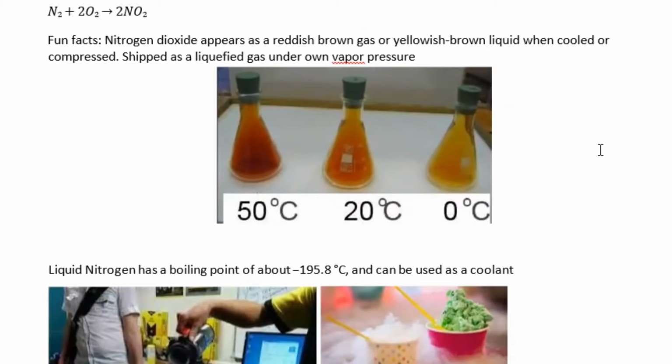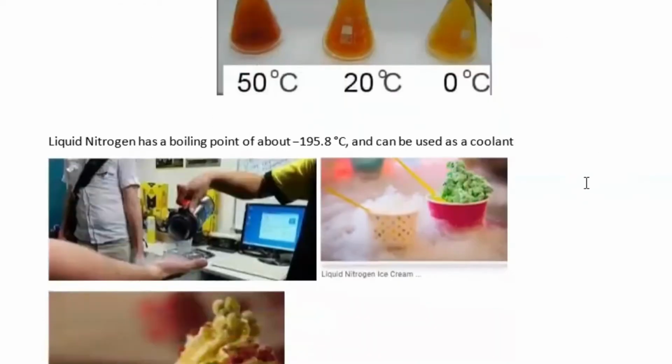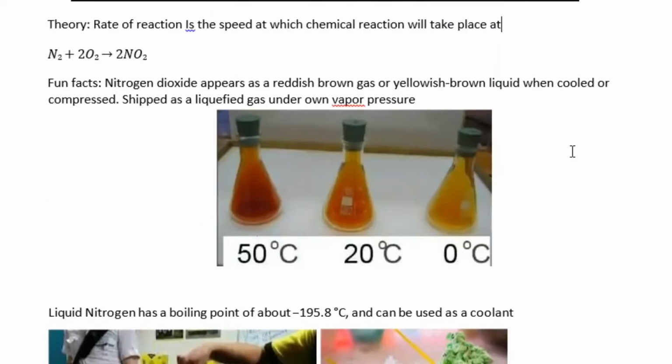Fun fact, nitrogen dioxide appears as a reddish-brown gas or a yellow-brown liquid when it's cooled or compressed. It has a very, very low boiling point, which is very, very cold, and hence can be used as a coolant. Let's define the rate of reaction.